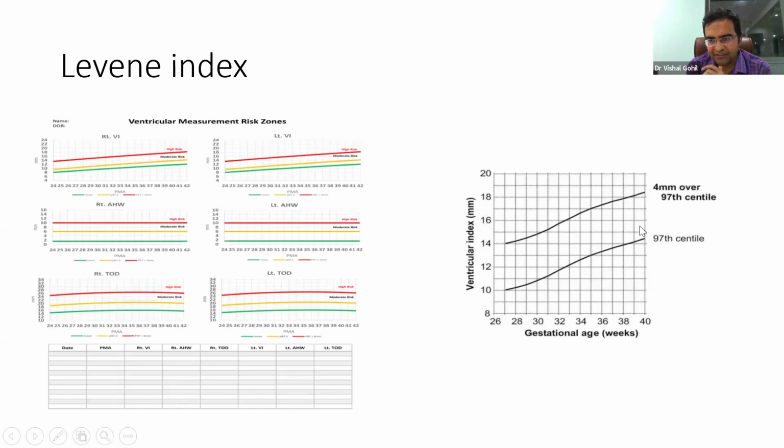One is 97th centile and one is 97th centile plus 4 mm. People use either of those. We are following the 97th plus 4 mm centile. Some European countries follow the 97th centile. So if your VI is more than that, it means the baby needs intervention.